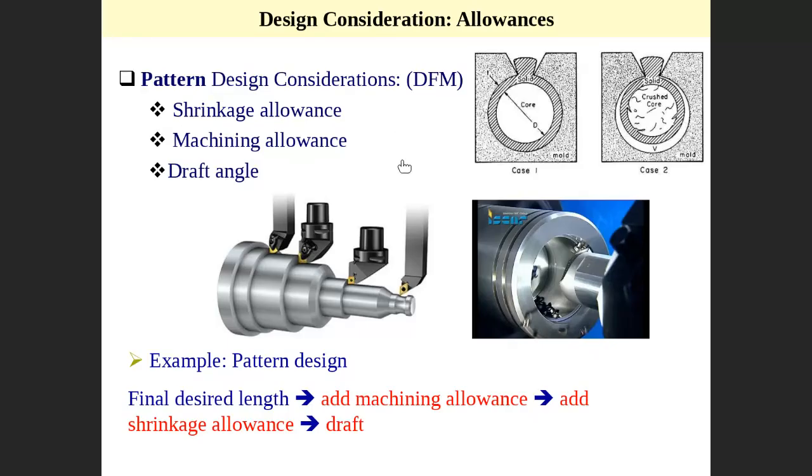Okay, we stopped here last time. We were talking about allowance in casting. Allowance means shrinkage allowance, machining allowance, and draft allowance. Three allowances. Shrinkage comes from solidification; machining comes later, after you complete the process. You need to do machining to remove the outer layer and inner layer.